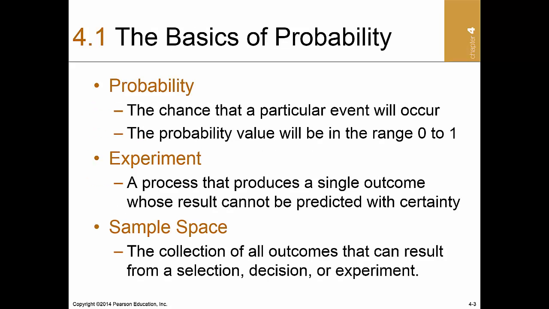To begin, let's cover some terminology, starting with what probability is. It is simply the chance that a particular event will occur. The probability value will be in the range of 0 to 1. A value of 0 means the event will not occur, and a probability of 1 means the event will occur. Anything between 0 and 1 reflects the uncertainty of the event occurring.